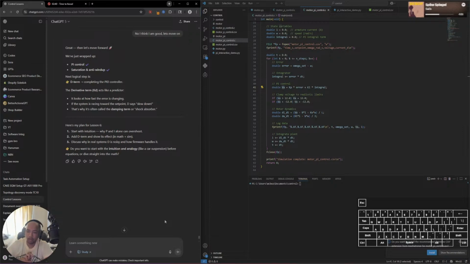Next is the D term. The derivative term KD acts like a predictor. It looks at how fast the error is changing. If the system is racing toward the set point, D slows it down. Yeah, okay, so that's what I thought the D term would be. The derivative term, KD, predictor. Oh, got 2 minutes.